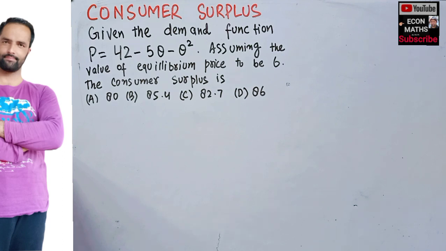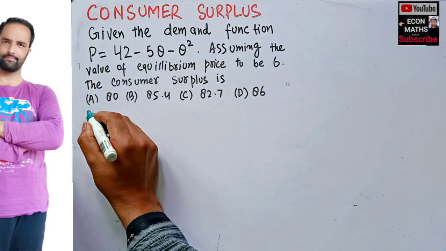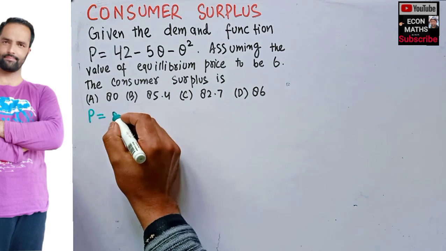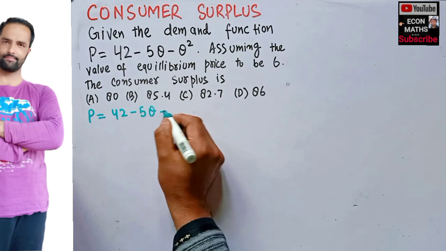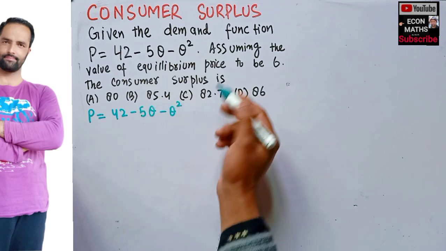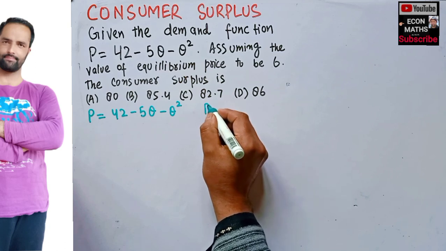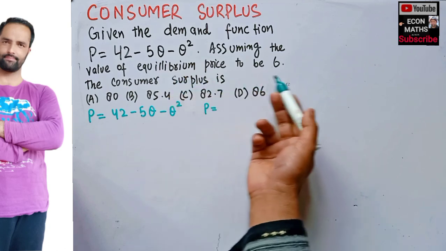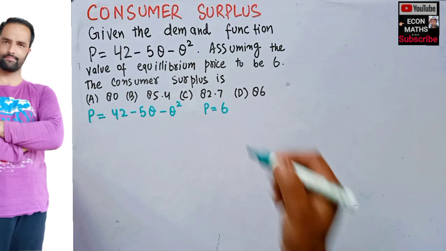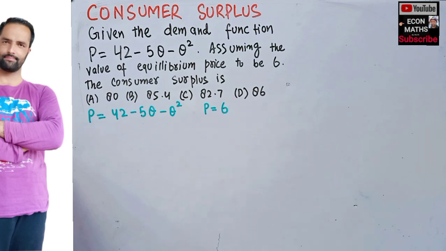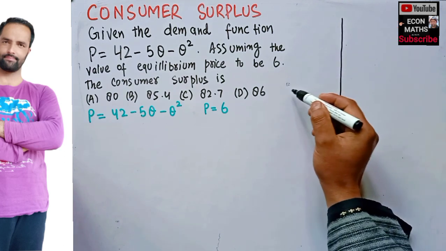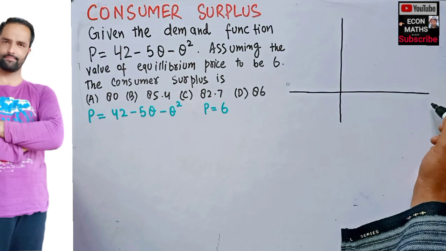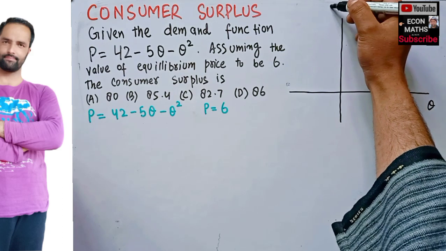So basically, we are given the demand function P is equal to 42 minus 5Q minus Q square. Also we are given the equilibrium price to be equal to 6. We need to find out the consumer surplus. If I draw it graphically, it will make more sense. Let us say we have the graph like this. We have quantity on the horizontal axis and price on the vertical axis.